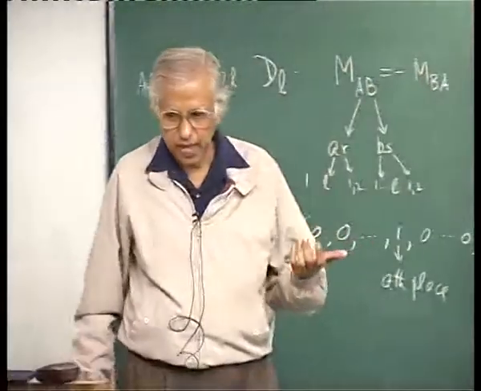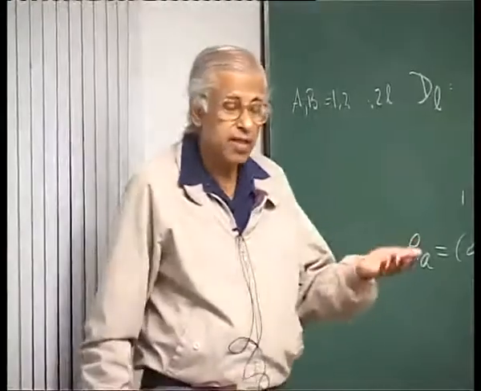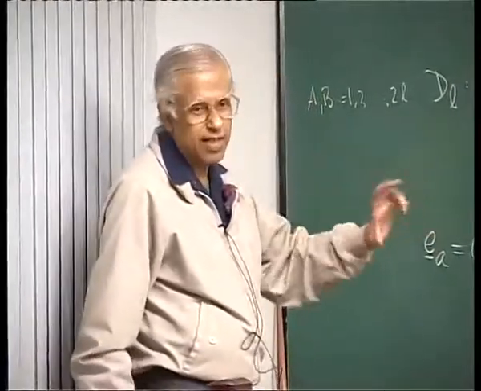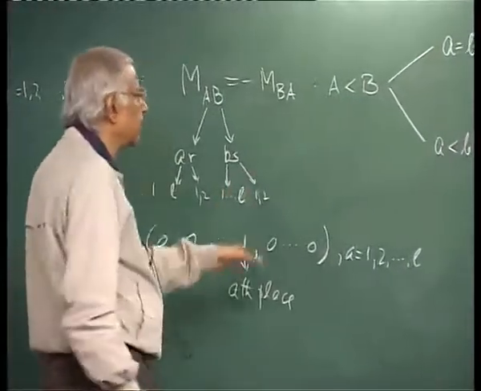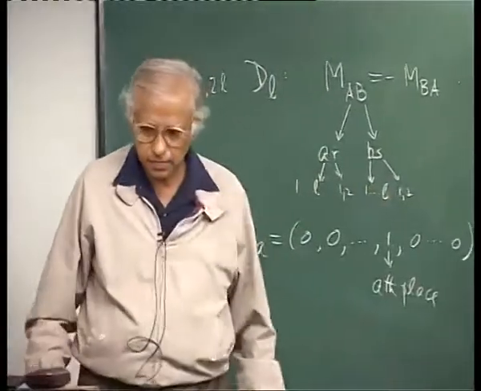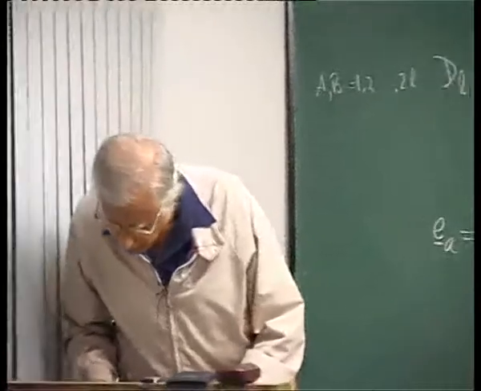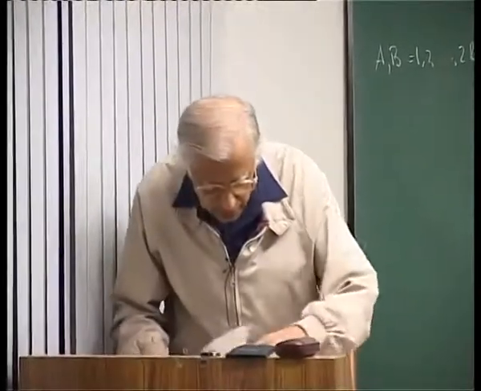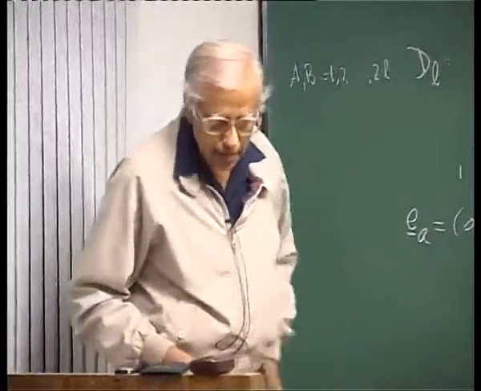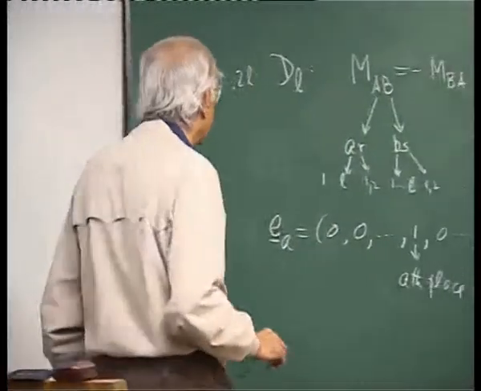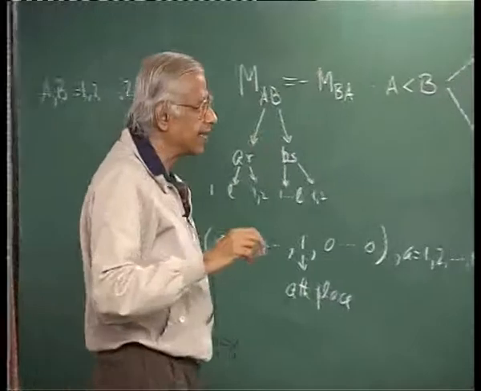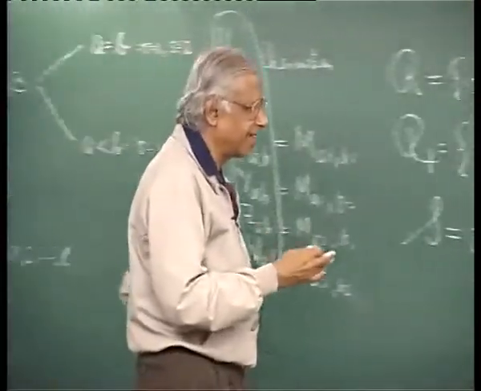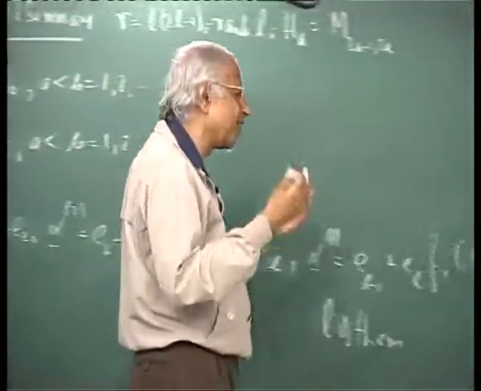So it means that the Cartan generators, there's no unique choice, but they're all sort of conjugate to each other. By different elements of the group, one set can be mapped into another. Okay, so this is the case of the group DL or SO(2L).